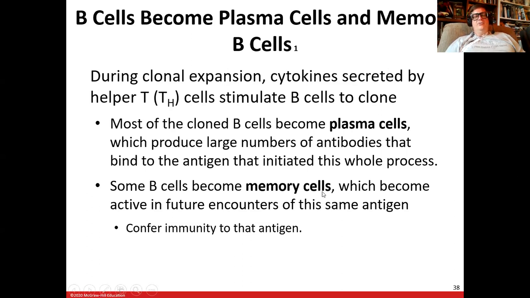Some B cells will grow up, and instead of being plasma cells, they'll become those memory cells I talked about, so that the next time you're exposed to this same antigen, they can wake up and generate an immune response. And that second time that you're exposed to something, your immune response is a lot faster because you have those memory cells. The first time it takes a while to ramp up and get ready to fight, but the second time it's super fast.